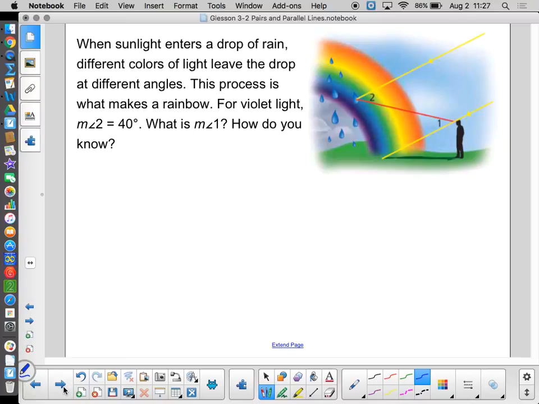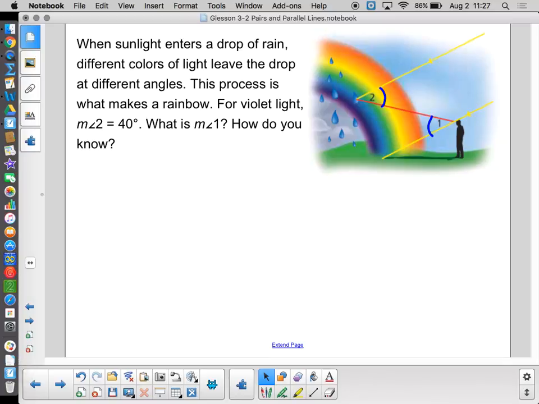One interesting application of this: when sunlight enters a drop of rain, different colors of light leave the drop at different angles. This process is what makes a rainbow. Little physics for you. For violet light, the measure of angle 2 is 40 degrees. What does the measure of angle 1 have to be? So the measure of angle 2 and the measure of angle 1. What type of angle pair do we have?